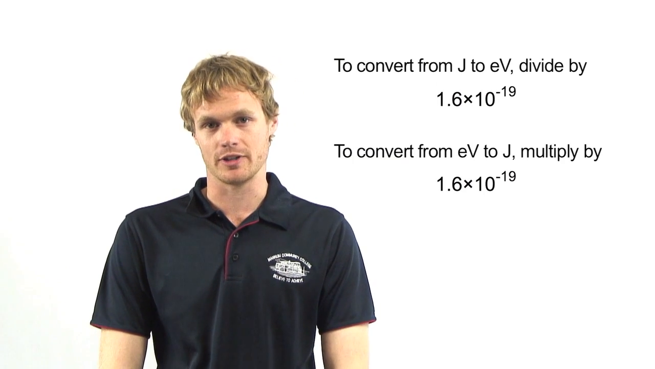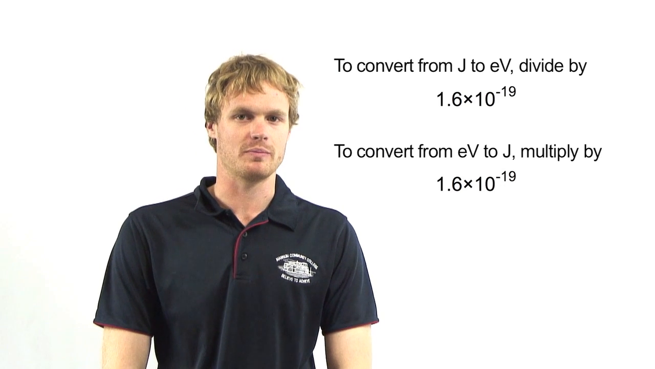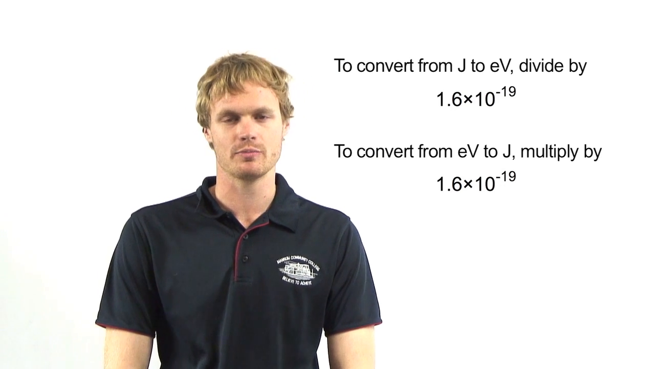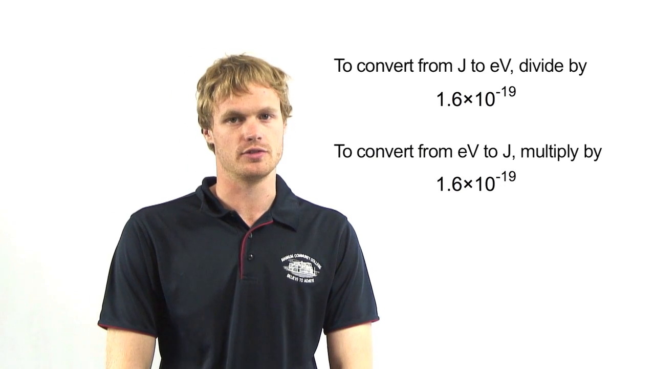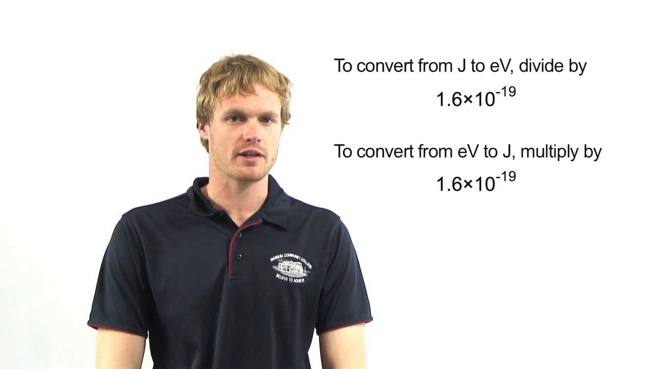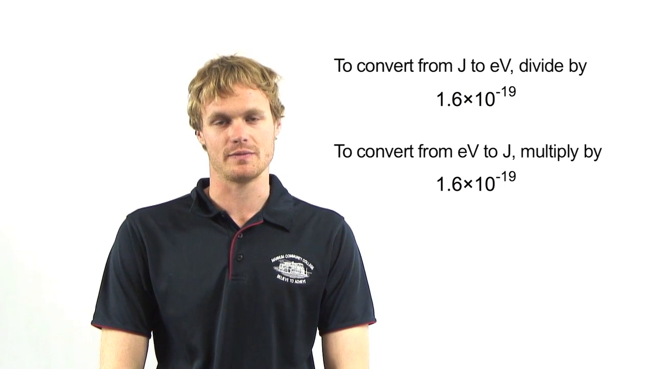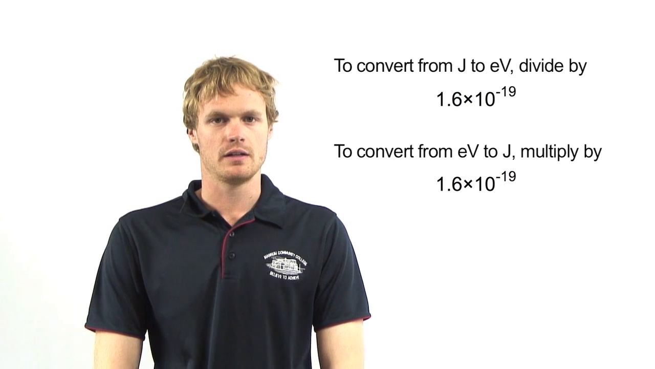However, you'll be given some questions where you'll have electron volts instead of joules. So you need to be able to convert from joules to electron volts. To convert from joules into electron volts, you divide your joules answer by 1.6 times 10 to the negative 19. To convert from electron volts into joules, you multiply your electron volt answer by 1.6 times 10 to the negative 19. So you need to be able to remember these. The 1.6 times 10 to the negative 19 is actually the charge of an electron, and it will be given on your formula sheet.